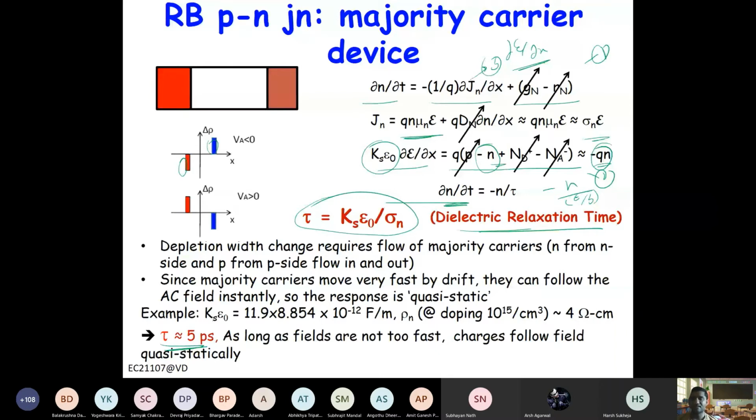So that completes discussion on reverse bias PN junction parameters.